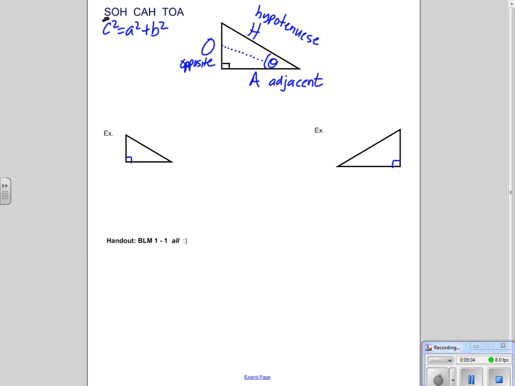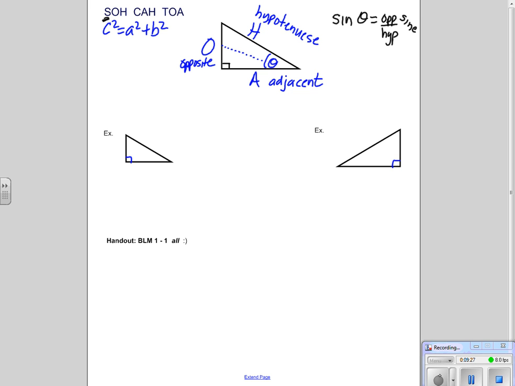S for sine, it's actually spelt S-I-N-E, which is why we say sine and not sin. Don't sin, that's bad. Sine of the angle equals, and the OH stands for opposite over hypotenuse.